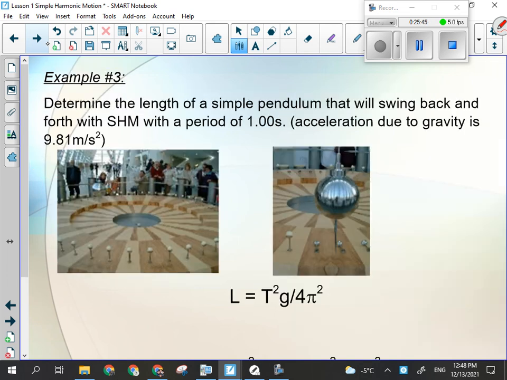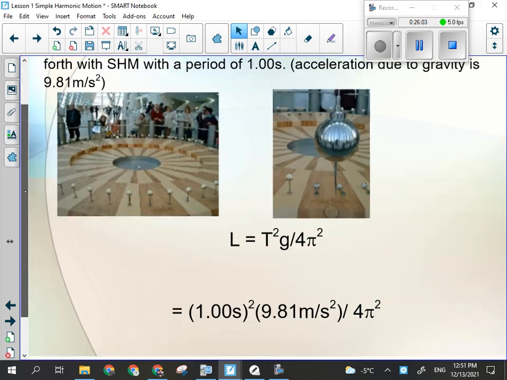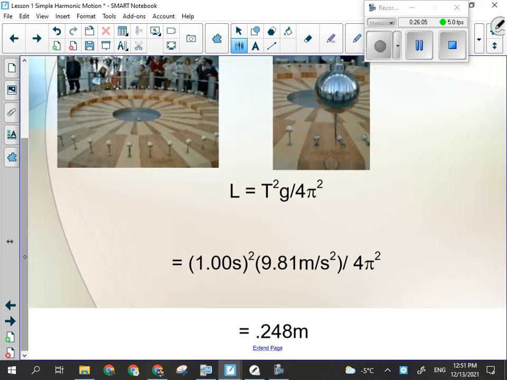I want you guys to try this one. I want you to find the length of a pendulum that will swing back and forth with simple harmonic motion with a period of 1 second on Earth. So you've got to do that square everything manipulation. Solving for L, we have to manipulate the formula T equals 2 pi times the square root of L over g for L.